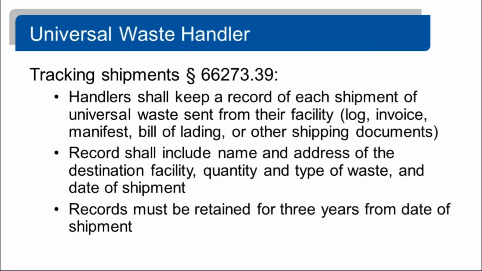Tracking shipments. Handlers shall keep a record of each shipment of universal waste being sent from their facility. A log, invoice, manifest, bill of lading, or other shipping documents. You can manifest the universal waste if you want. It's not a recommended practice because it does lead to some confusion. You can use a manifest, you don't have to use a manifest, and most people choose to use things like bills of lading.